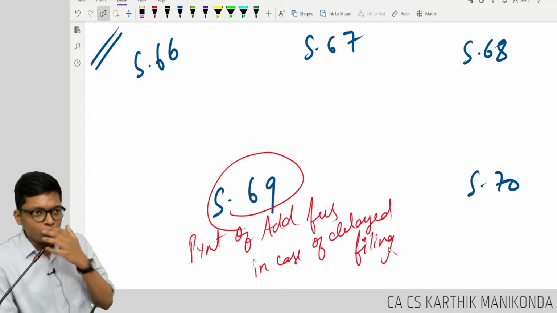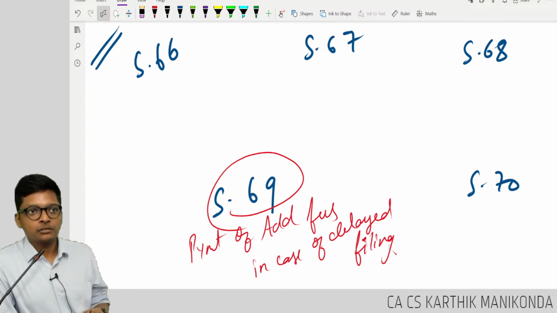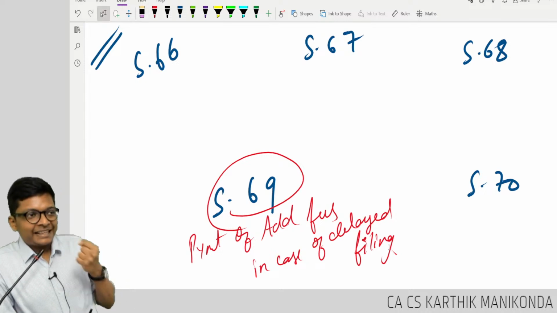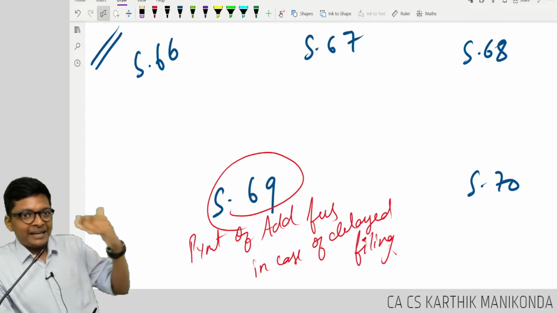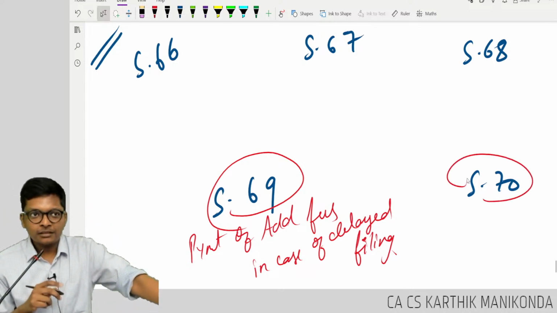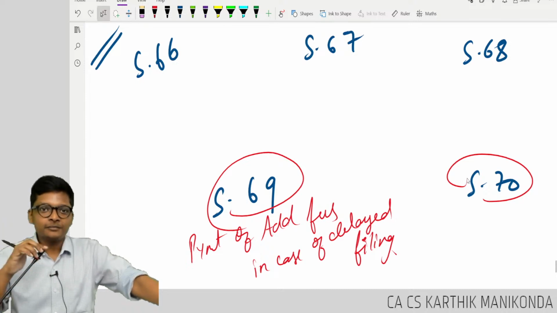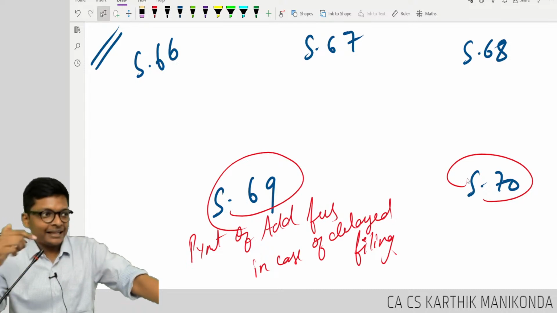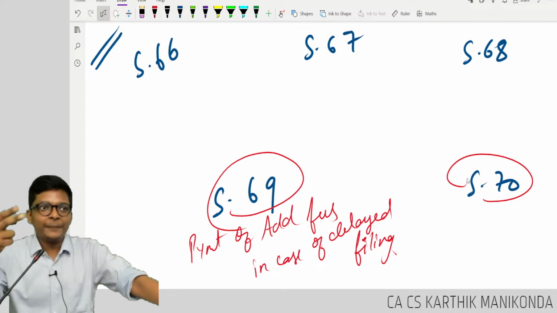Fourth time, what will you do? Fourth time you got caught for not wearing a helmet. They will take away your license after a point. But the penalty keeps increasing. Here also, section 70 is like that. Committing the same offense again and again, yes, I will give you double penalty.